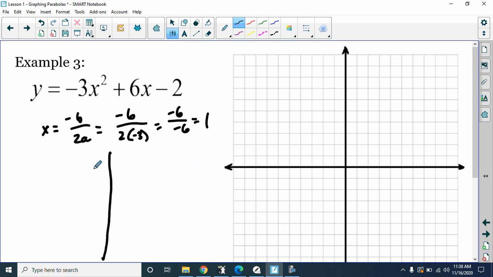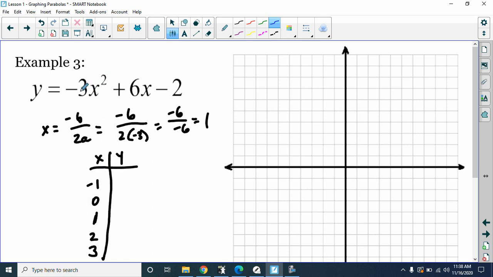And then we're going to set up an xy chart. 1 goes in the middle of the xy chart. We pick 2 points on each side of 1. 0 and -1, 2 and 3 would probably be good choices. And we are plugging all those values in for x into the original equation.